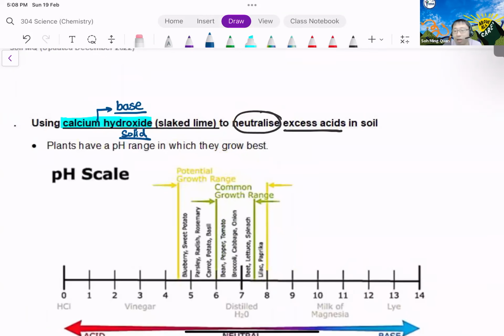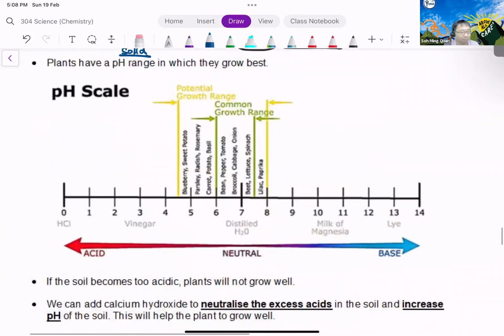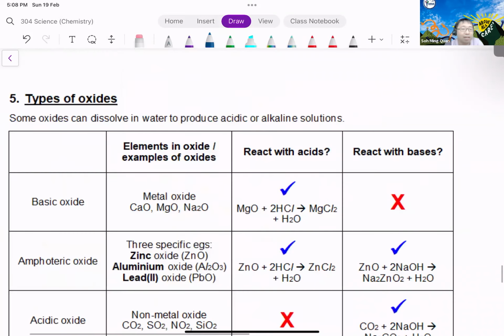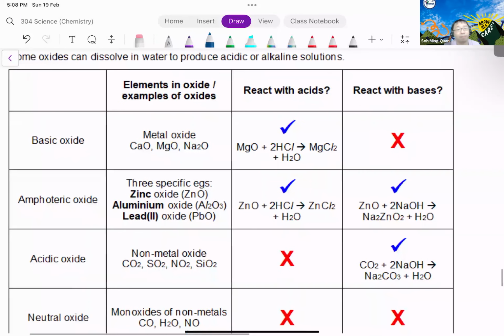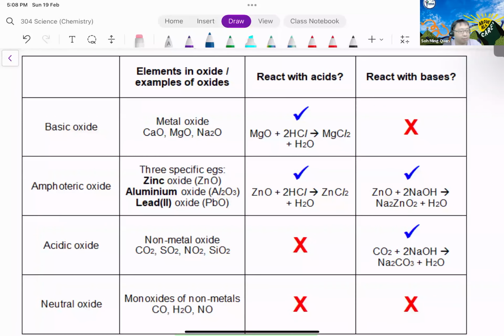So calcium hydroxide is used to neutralize acids in soil. Done. Next. And the last one, which is the most confusing sometimes, is the types of oxides. Here we are talking about the type or the nature of the oxide. This is the very last page of the acids and bases notes, but it's also often overlooked. So make sure you study this one. It's actually very easy. Now, oxides are basically compounds with oxygen. Oxides can either be basic, acidic, amphoteric, or neutral. Why? Because the oxides may dissolve in water to form alkalis or acids.